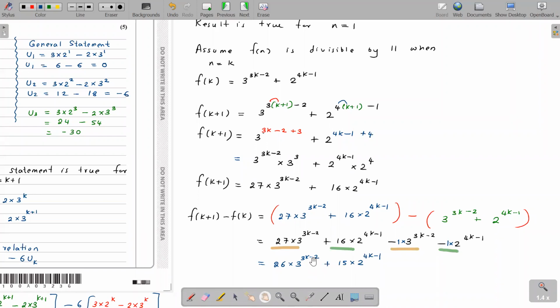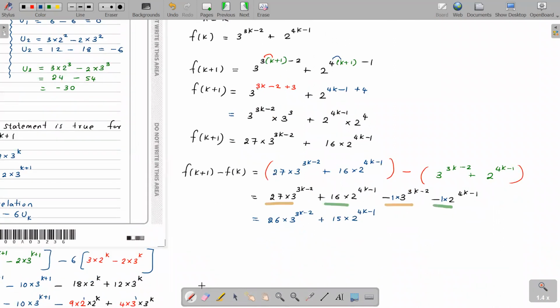Okay, now I need to still get 11, right? I need to get 11 out front. Am I still getting 11 here? No, right? Not yet. What I'll do is this. Can you see I have 26 of these 3 to the power 3k minus 2s and I have 15 of this amount. So basically it looks like I have 26 A's and let's say I have 15 B's. So 26A and 15B, can't I break this 26A?